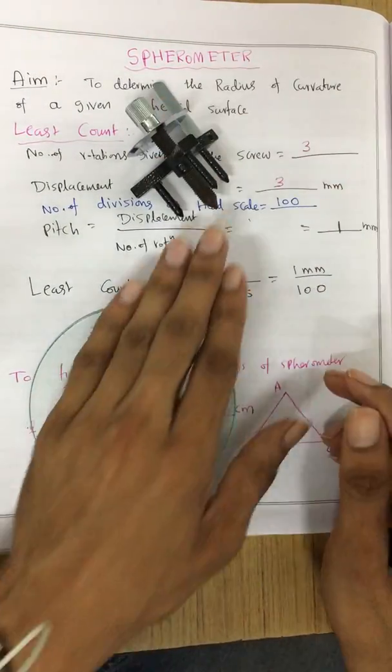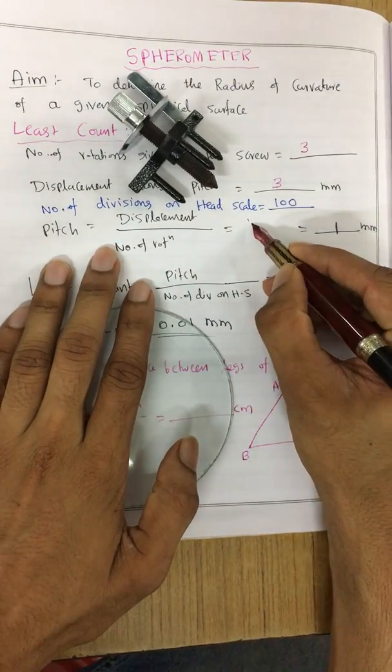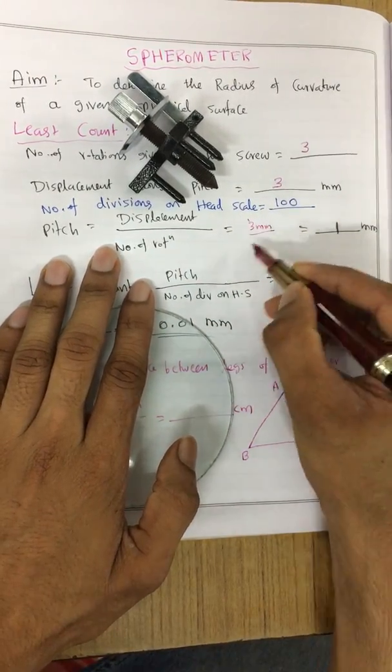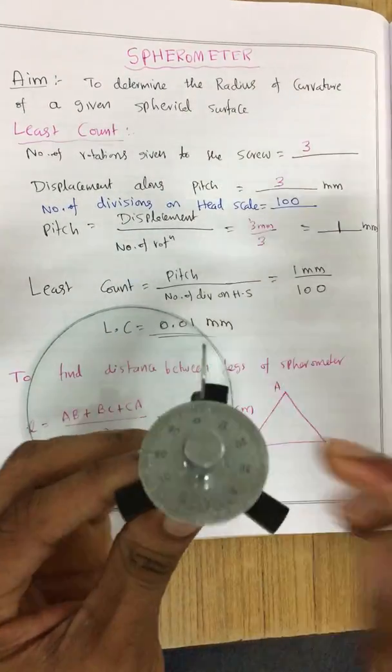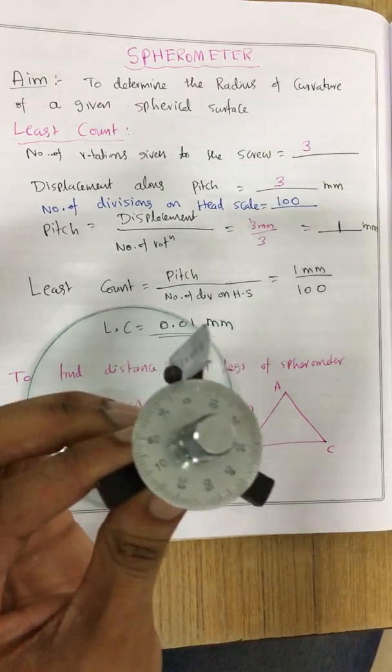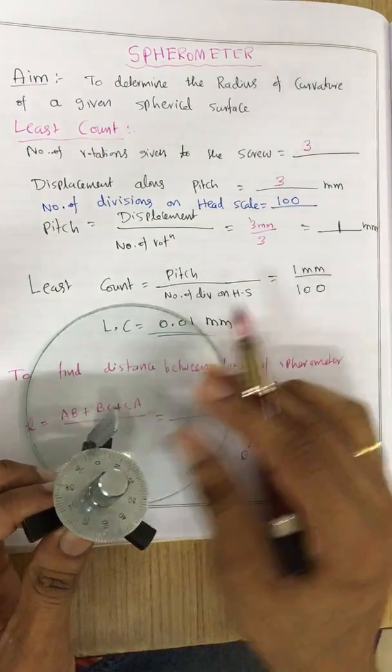So now what is the pitch? Pitch is displacement divided by number of rotations. Displacement is 3 millimeter divided by the number of rotations, 3. 3 by 3 is 1 millimeter. That means for every 1 rotation, there is a 1 millimeter shift along the vertical scale. So that is what is referred to as the pitch.